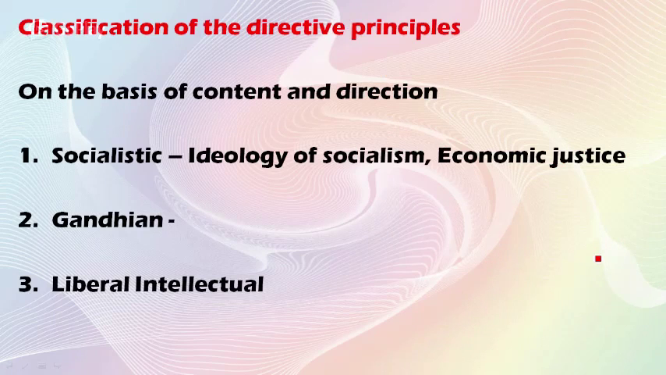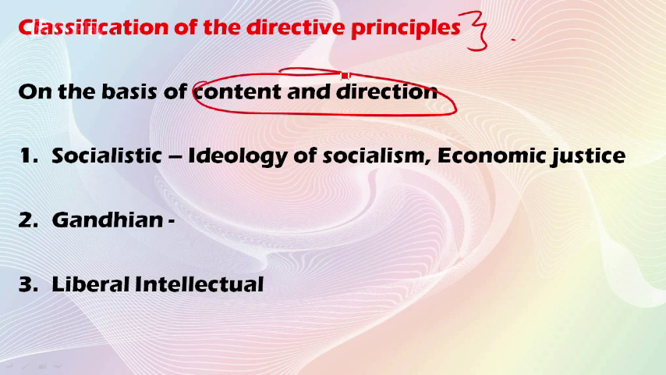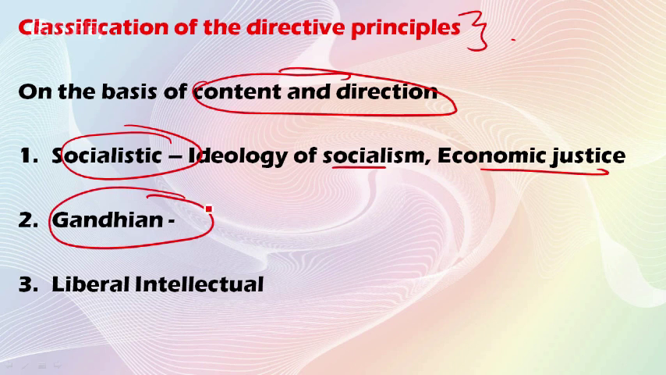Another important thing is that the constitution per se does not classify directive principles into various classifications, but for the convenience of studying the directive principles, they are classified logically into three important sections on the basis of their content and directions given to the government. This includes socialistic principles, which are based on the ideology of socialism and economic justice, and Gandhian principles, which are based on the principles followed and preached by Mahatma Gandhi during the independence movement.